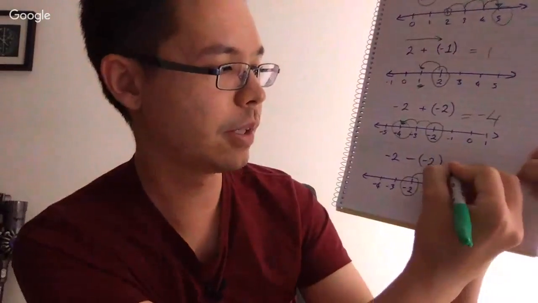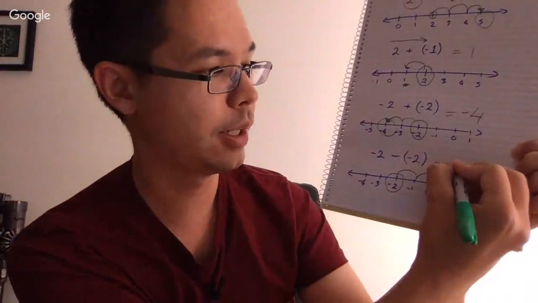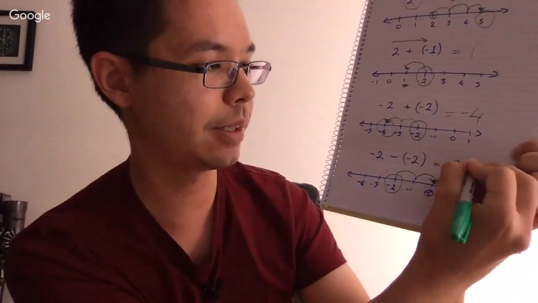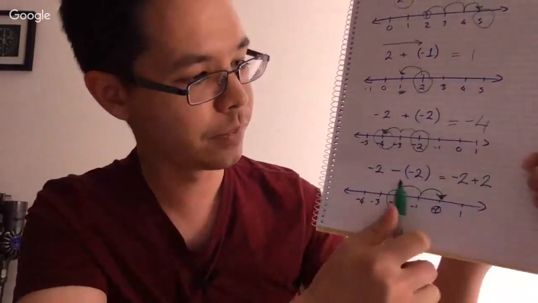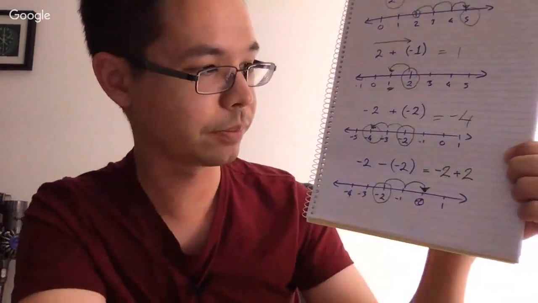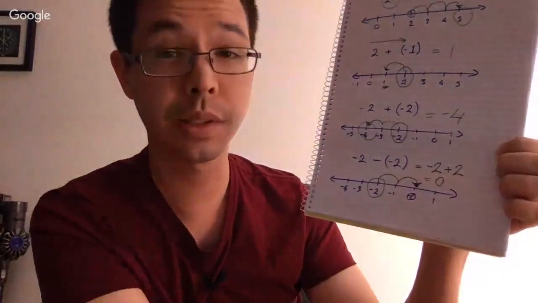Okay, so you could almost imagine that this is the same translation, so same type of question is going to be the same thing as negative 2 plus 2, meaning that this negative and positive are kind of canceling each other out here. And so that gives me the answer of 0. So that's what we're doing.